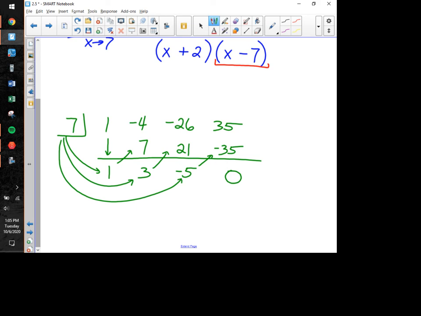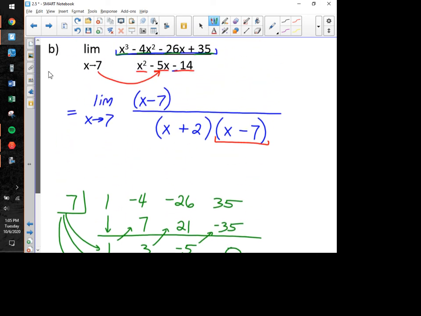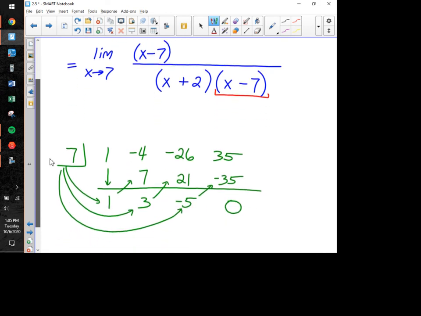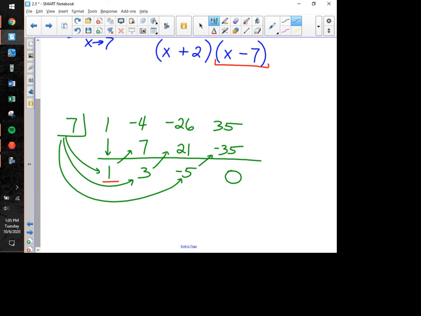And the fact that that remainder of 0 tells us that our hunch was correct, that x minus 7 is in fact a factor of the original cubic four-term polynomial there. And not only that, because the remainder is 0, but these three numbers right here are the coefficients of what our quotient is, what we call our depressed polynomial.